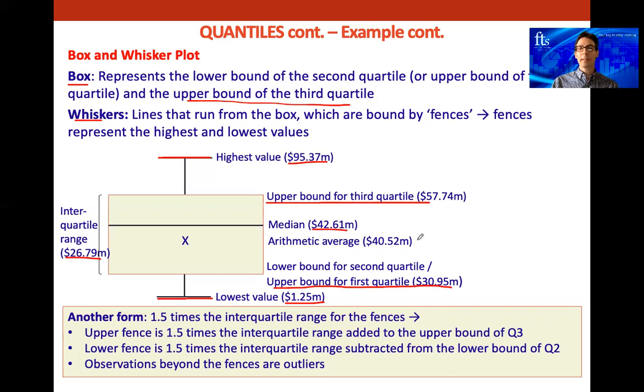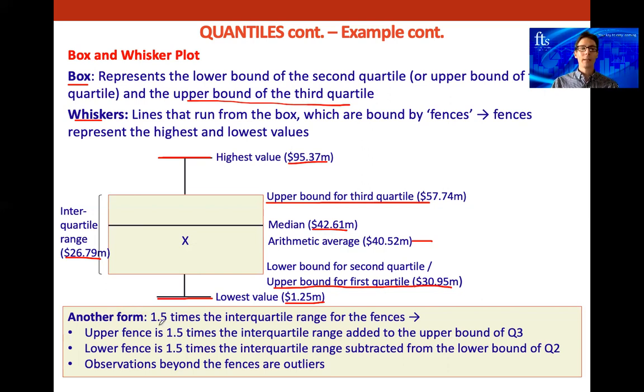And then the arithmetic average, well, we can't work it out because we don't have all of the 100 net incomes of all of the 100 companies. But they've just given it to us, they worked it out for us, very kind. It was 40.52 million.